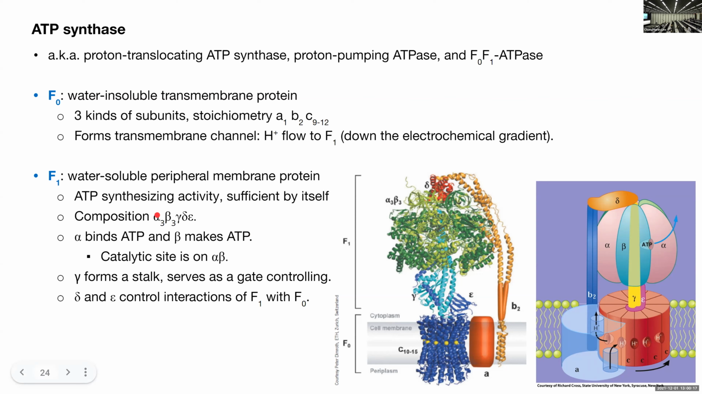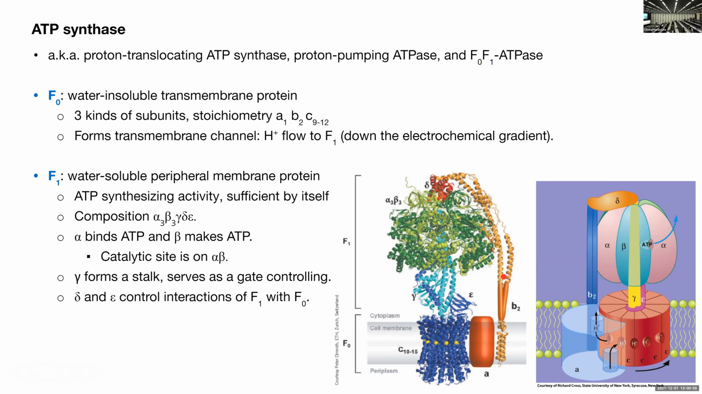There are 3 alpha and 3 beta components here. The alpha binds the ATP, and beta generates the ATP from ADP. So this alpha-beta complex, basically a little protomer, has the catalytic site for ATP synthesis. And here the gamma forms the stalk that holds this alpha-beta complex and serves as a gate controlling this ATP and ADP.